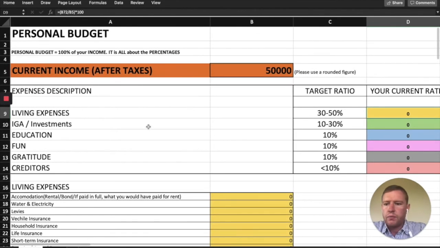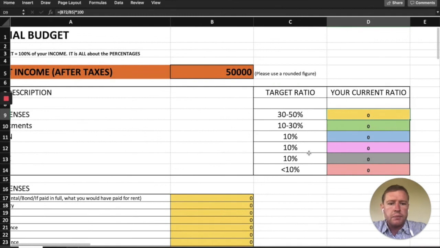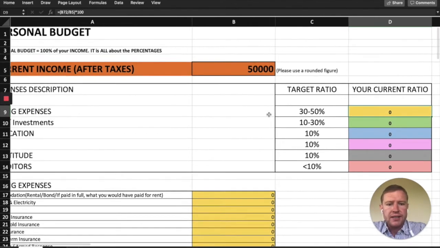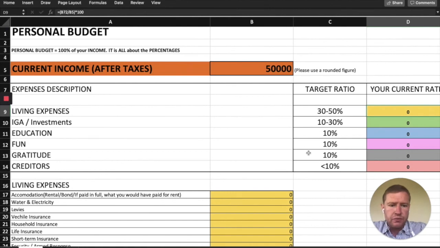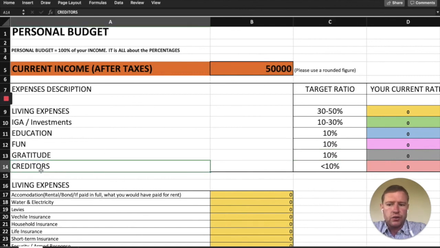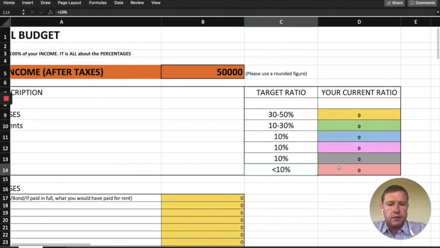Then the very, very important part is IGAs. Before, you could get by if your IGAs were on about 10% per month. Under the current financial situation, you really should be looking at spending at least 10 to 30% on IGAs, and this is why we are bringing down the living expenses, or at least aim to bring that down. Education, this is your personal development, should be on 10%. Fun, very important, 10%. Gratitude as well, and try to get your creditors below 10%, preferably below 5%. So this will give you a very good indication on what you need to adjust.